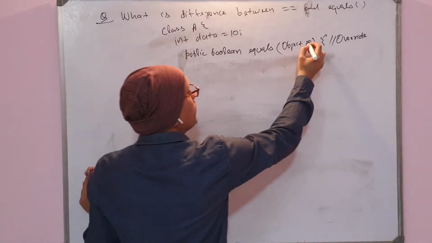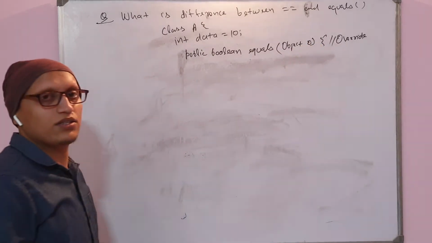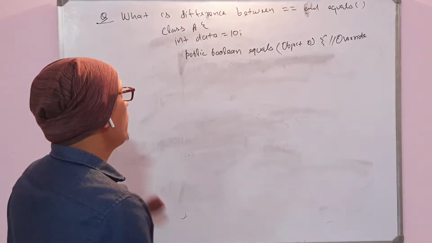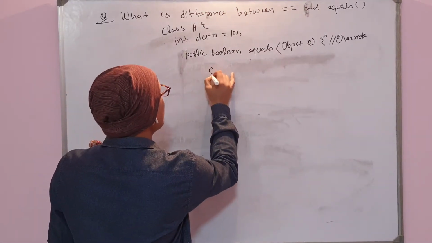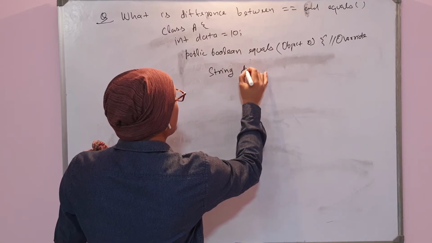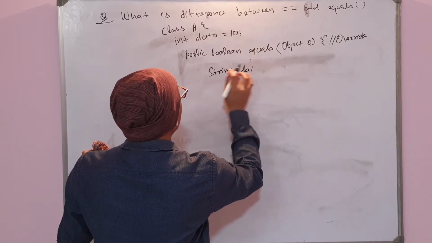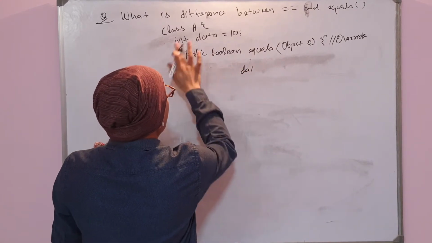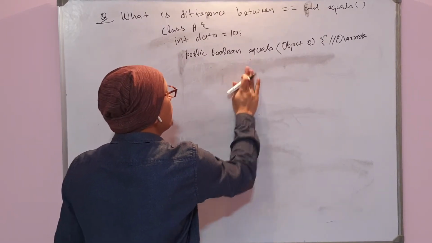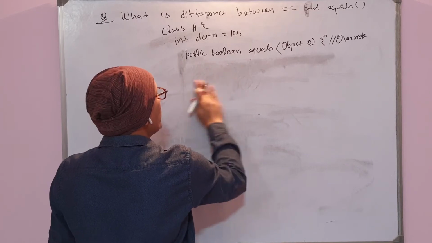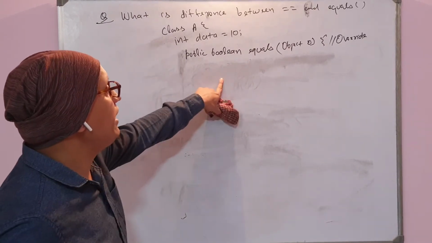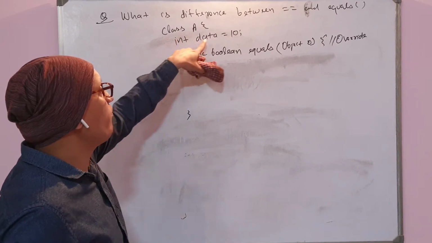This parameter is of Object type, so you need to typecast that to a String. Sorry, this is int type. So here you need to write a logic to compare this one.